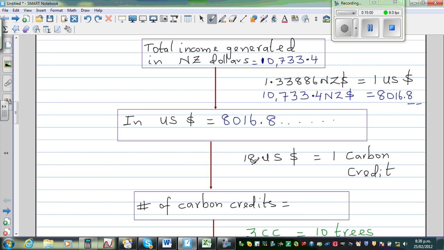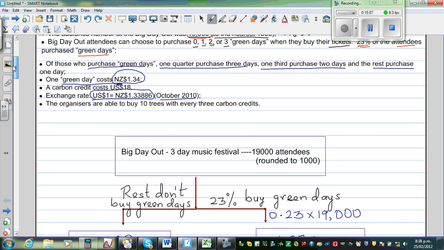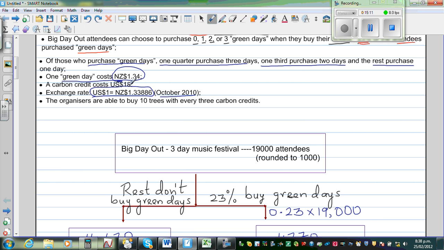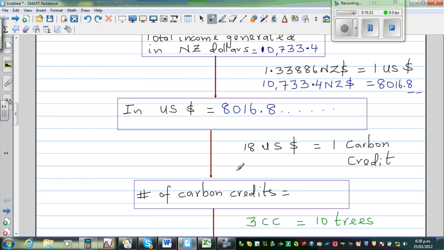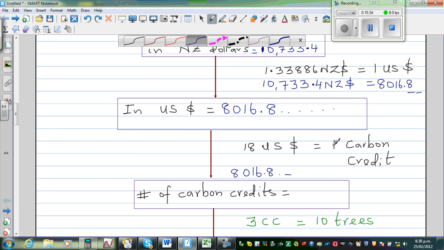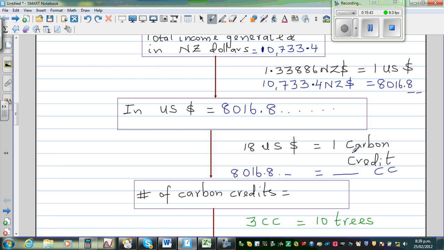Now what's the story? $18 gives you one carbon credit. Let's go back to the question: a carbon credit costs $18. One carbon credit you can buy using $18. So now you have to again change this ratio. You've got 8,016.8 dot dot dot, and you want to change this into carbon credits. Use the same logic here: 18 gives you one. This number has to be less than this.